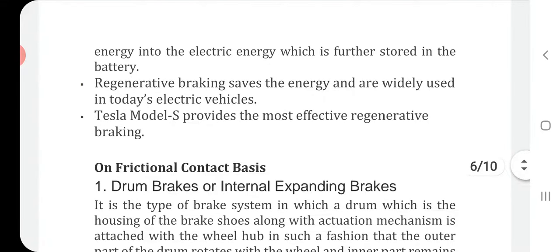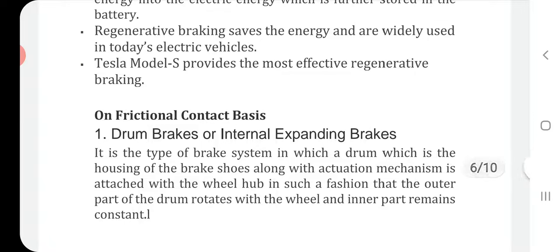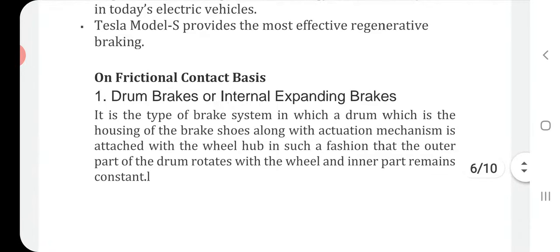So you can see this Tesla Model S is provided with the most effective regenerative braking system. Okay, so on a frictional contact basis, we can classify brakes into two different types, and these are the most familiar ones also. You might know these two names. These are the two brakes that we use in automobiles.